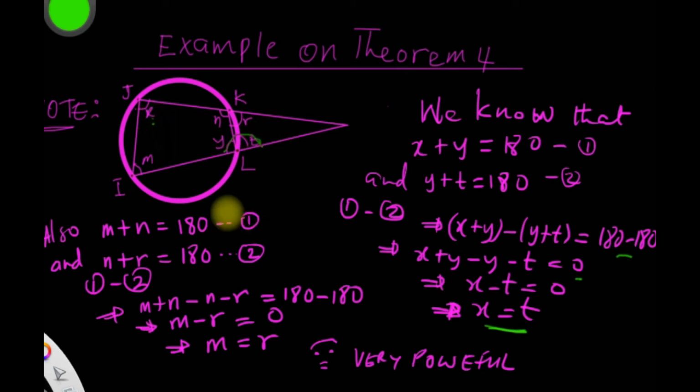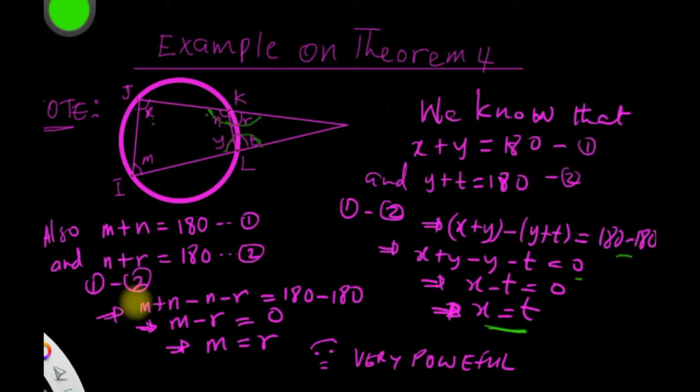In the same way, when you add m to n, you get 180. M plus n also gives us 180. But since this is also an angle on a straight line from here to here, when we add this angle to this angle, we also have to get 180. So this angle is n and this is r. So n plus r will also give us 180, equation 1 and equation 2.